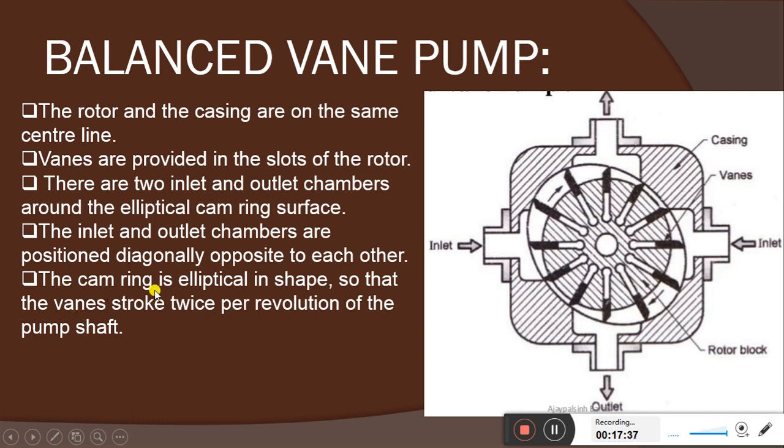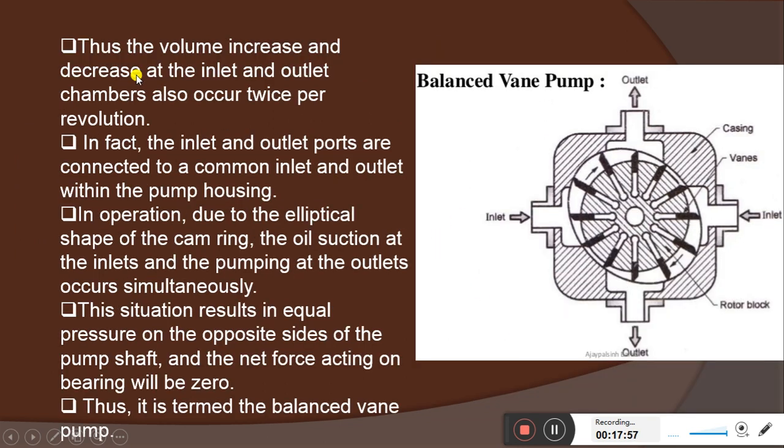The cam ring is elliptical in shape so that the vane strokes twice per revolution of the pump shaft. Because of this elliptical shape of the cam ring, the inlet and outlet strokes are experienced simultaneously in this type of vane pump. Thus, the volume increases and decreases at the inlet and outlet chambers twice per revolution.